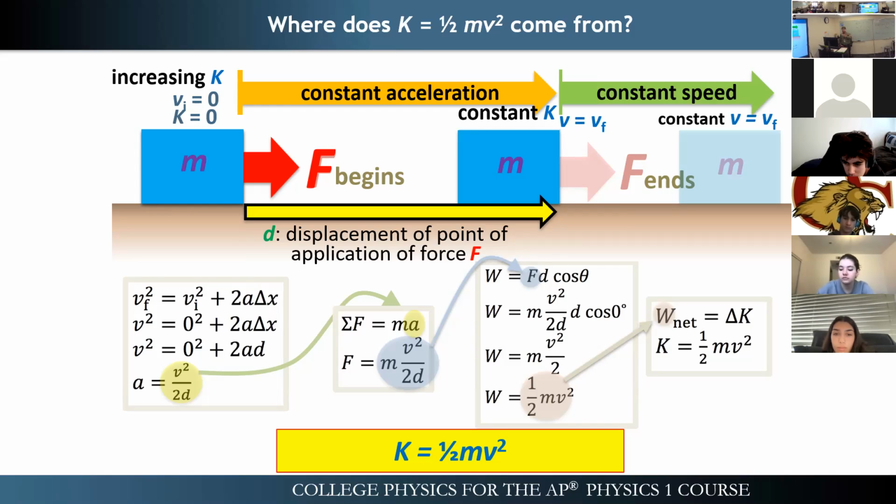So now we can put that into the work equation for force, which gives us work equals mass times v squared over 2d times d cosine theta. In this case, because it's parallel, cosine 0. So the cosine 0 cancels, the d's cancel, and we get work is mv squared over 2, or 1/2 mv squared. And because of the work-energy theorem, we know that any work that's done shows a change in kinetic energy. So we can go from kinematics through Newton's second law, through work, and show where this work-energy theorem comes from and how it equals 1/2 mv squared.